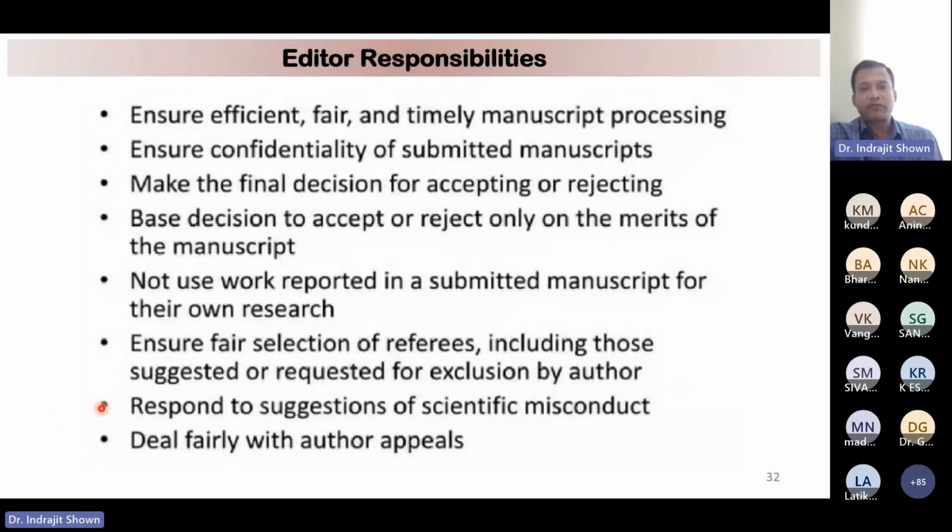If they find some misconduct in research, they put a red mark on you, and for life you may be unable to publish your paper in that particular journal. And deal fairly with author appeals, because sometimes an editor or reviewer might reject your paper with some comments.